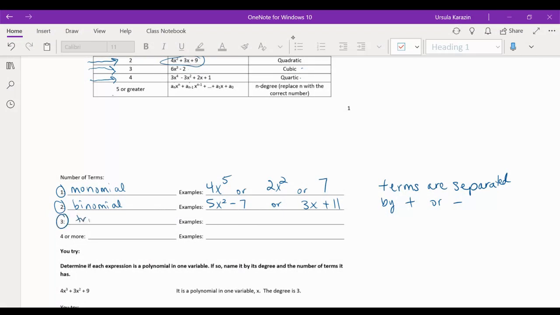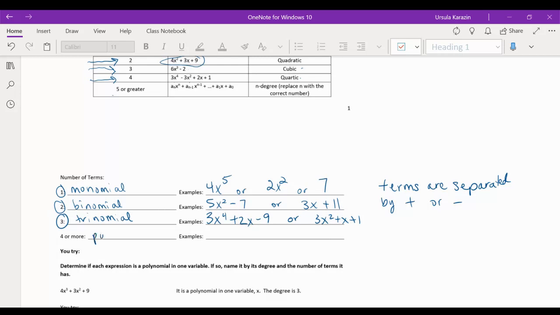3 terms will be a trinomial. So that could be 3x to the 4th plus 2x minus 9. Or it could be 3x squared plus x plus 1. Both of those are trinomials.